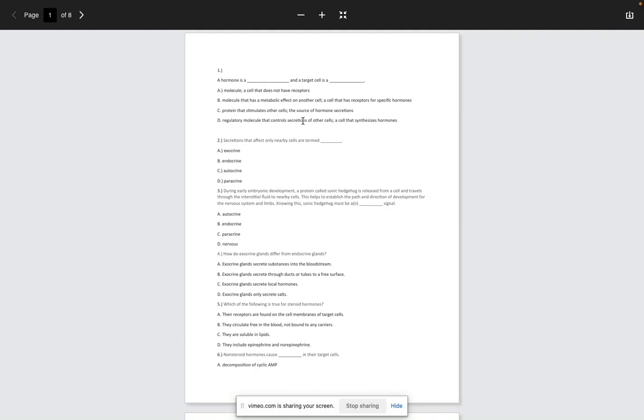Secretions that affect only nearby cells are termed exocrine, endocrine, autocrine, or paracrine. Para, right? Para means beside. Auto means what? Self. Endocrine means.